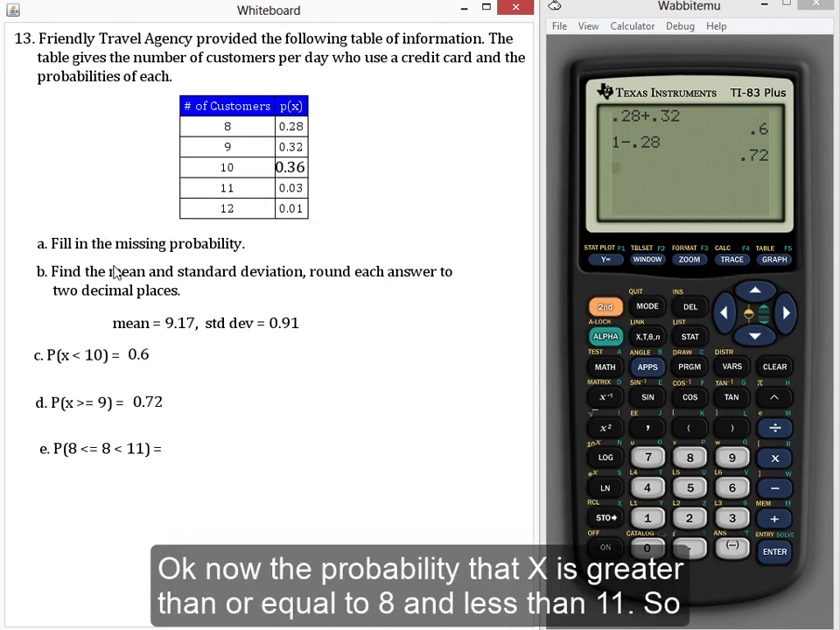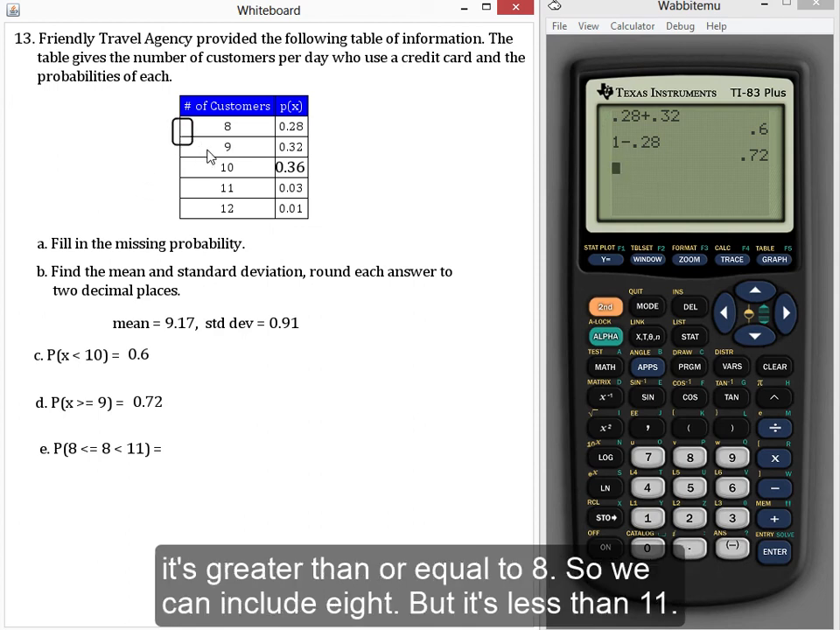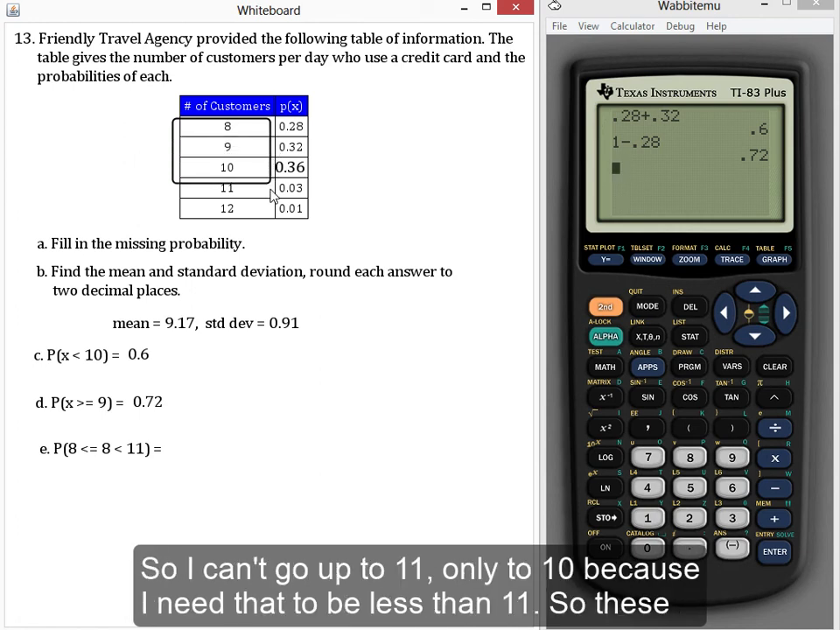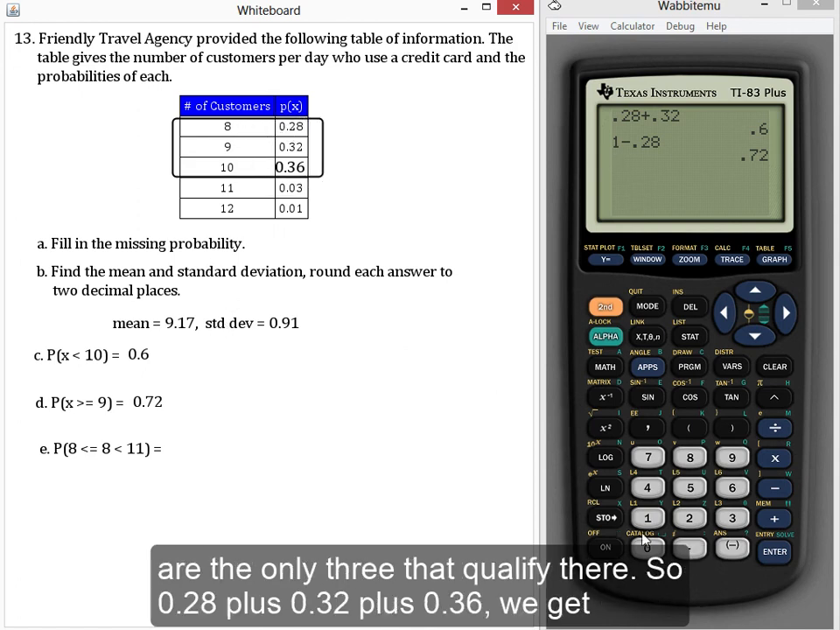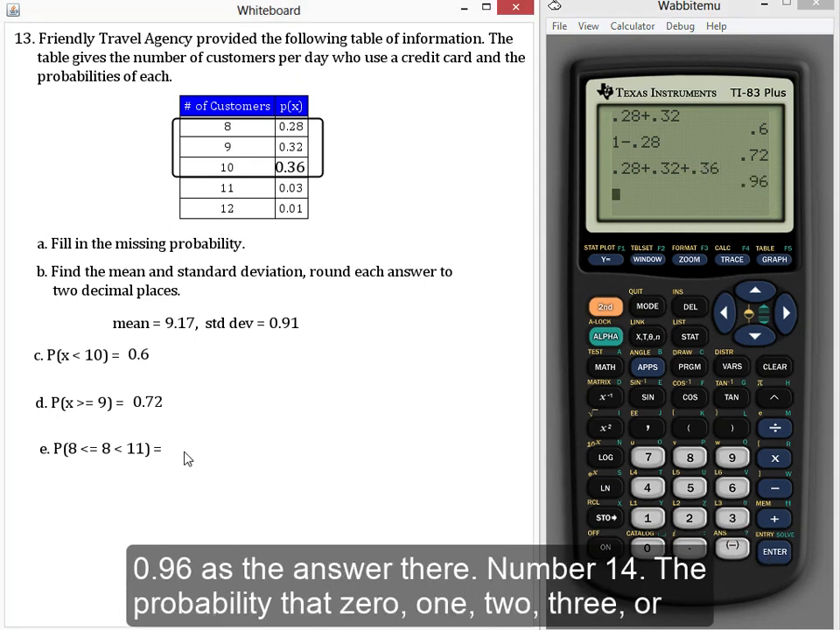Okay, now the probability that x is greater than or equal to 8 and less than 11. So it's greater than or equal to 8, so we can include 8, but it's less than 11. So I can't go up to 11, only to 10 because I need that to be less than 11. So these are the only 3 that qualify there. So 0.28 plus 0.32 plus 0.36, and we get 0.96 as the answer there.